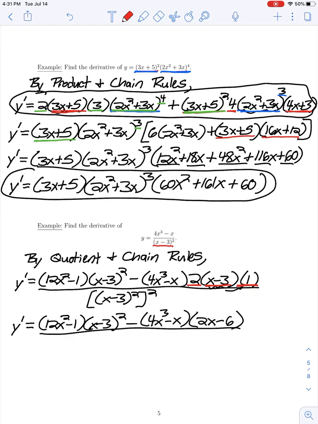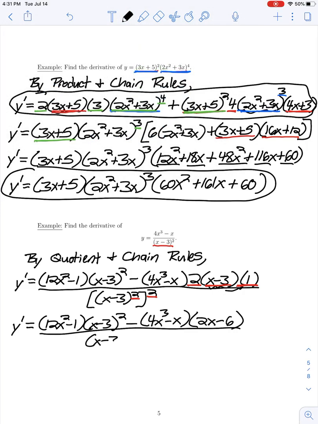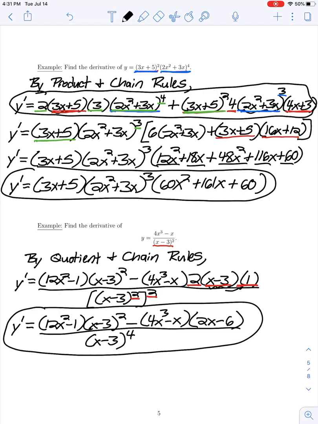Now remember properties of these power functions. If you have a power being raised to a power, you can express this as x minus 3 raised to the product of those powers. So here 2 times 2 would give us the fourth power. Now, if you want, you can simplify in a similar way that we did in the previous example, but here we could also leave our expression for y prime in this form. Since it's a bit tedious to expand the entire numerator and then group like terms. All right.